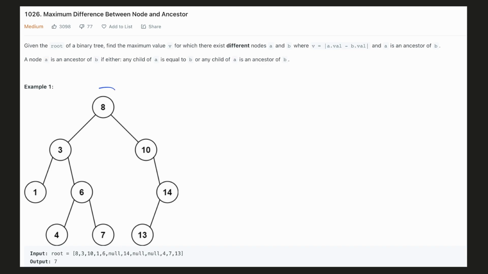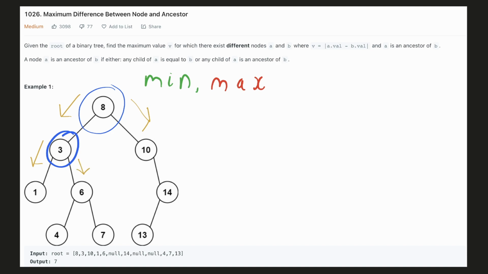So in this approach, we start from the top and pass two values, the minimum and the maximum of the path so far. These values are used by the child nodes to calculate the maximum and the minimum of their paths.